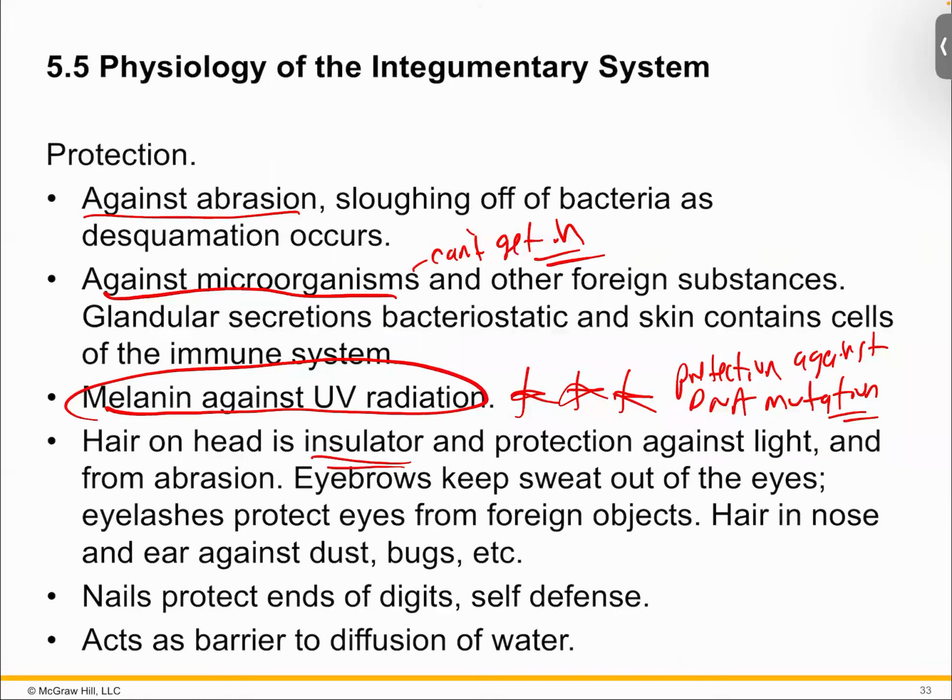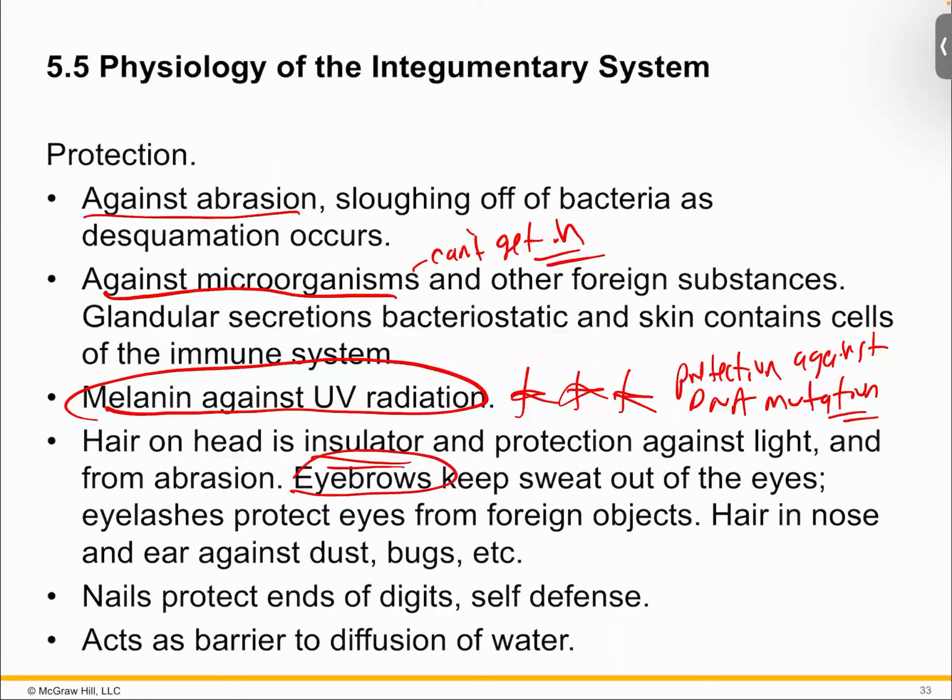Obviously, it's an insulator. Those of us who have long hair know what an insulator it is, right? Even if we don't have super long hair, when we get a haircut, we realize, whoa, my head's a lot colder than it used to be, right? If you have long hair, you can cover up your ears. You've got a natural ear muff there, right? If you don't have that long hair, you're screwed. I mean, your ears are falling off from frostbite. So that's a thing, right?